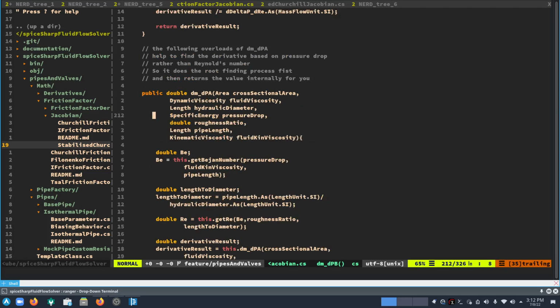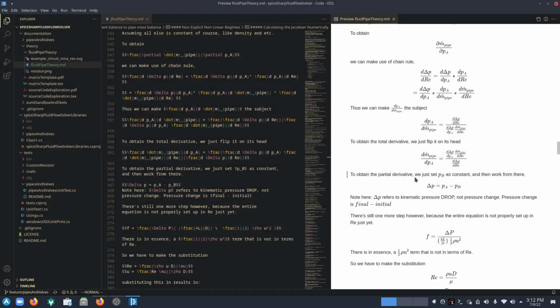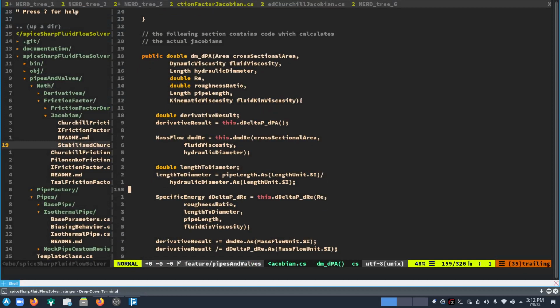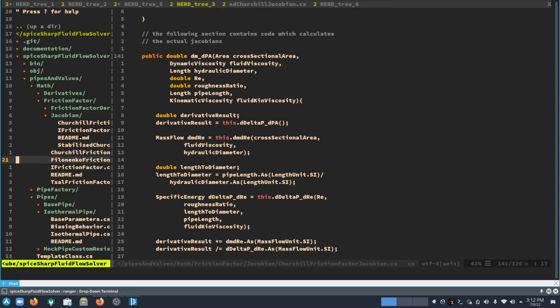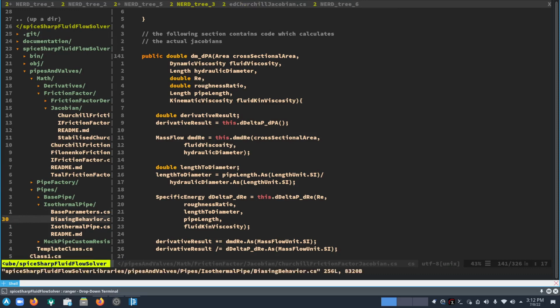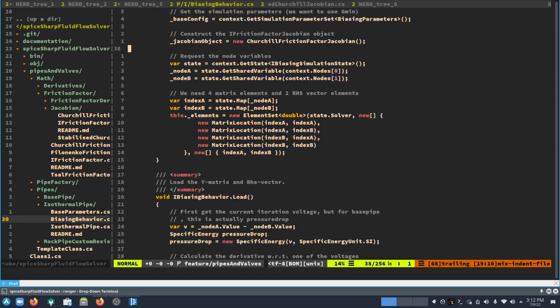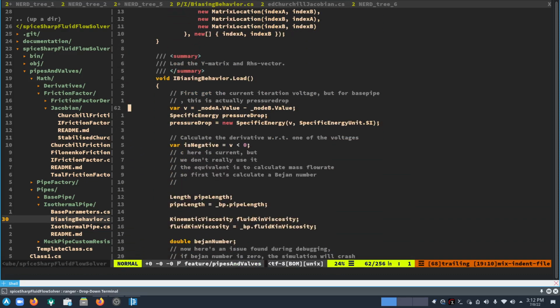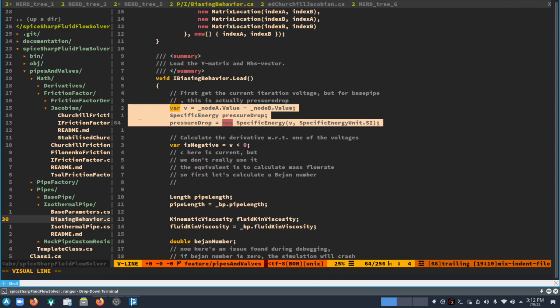Okay, and of course you think that everything is okay now. We have an explicit function that uses a Reynolds number and everything to calculate the dmdPA. But there's a slight problem with that. If you take a look at the biasing behavior, we will not have any sort of Reynolds number to start us off with. What we usually start off with is a pressure drop.